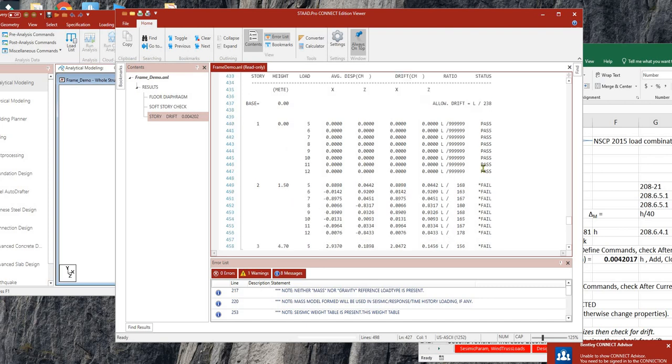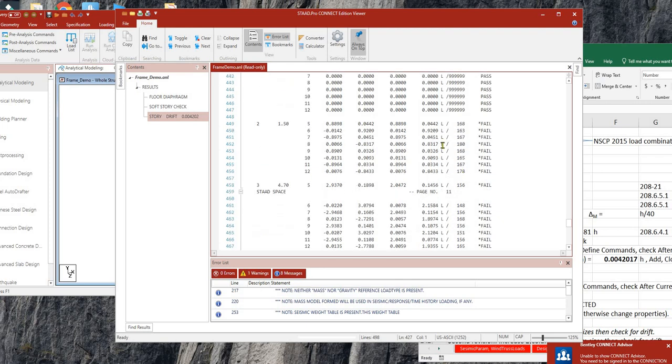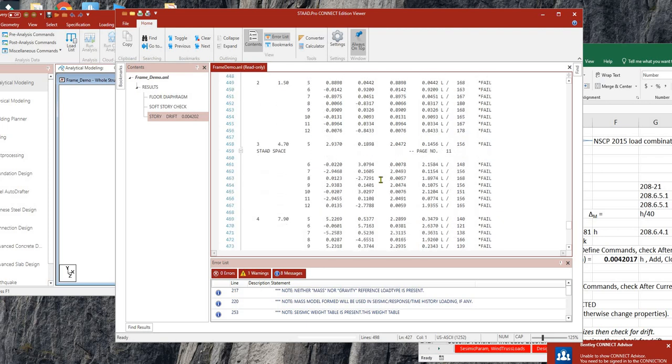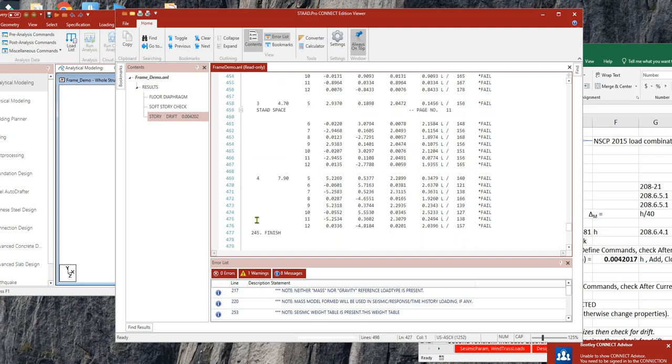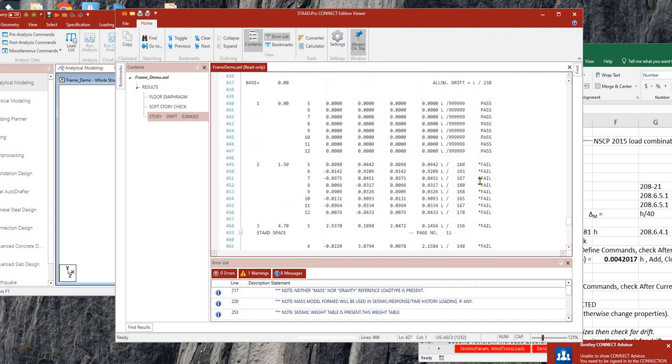See? Sa 1F beams pa lang, fail na tayo sa story drift. Okay? And then, at the second story, 4.7 meters above the top of footing, fail pa rin siya. And finally, dito sa third floor, fail ulit siya sa story drift. Okay? So, ito ang aayusin natin.